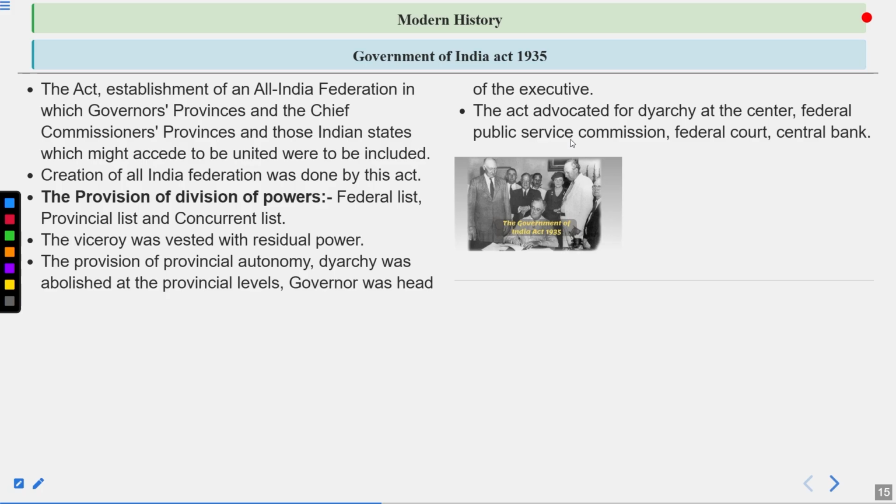And do remember that the constitution that we created and enforced on 26 January 1950 was 75% taken from the Government of India Act 1935. Sometimes it is also called a carbon copy of the Government of India Act 1935. Another point, the Government of India Act 1935 was the largest written constitution made by the Britishers at that time.